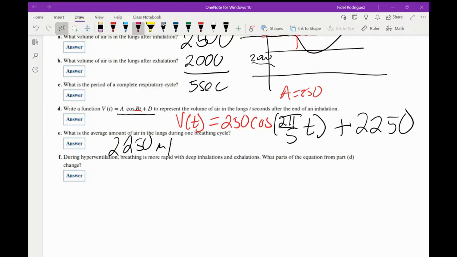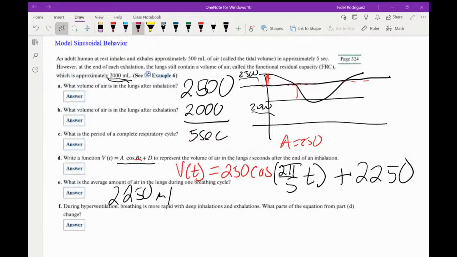So guys, one thing I had to know when doing this kind of problem was, how does my graph compare to the information I have? They told me the baseline: after I exhale, I'm still going to have 2,000 milliliters of air in my lungs. That's my minimum. And when I inhale totally, that's an extra 500. That's going to be my maximum. So if I know my max and I know my min, boom, I can find my midline.